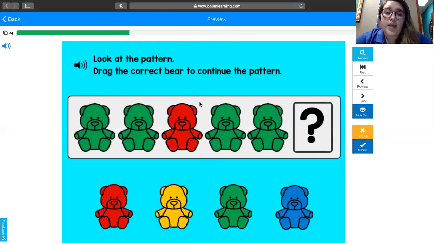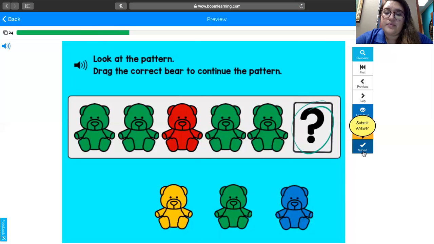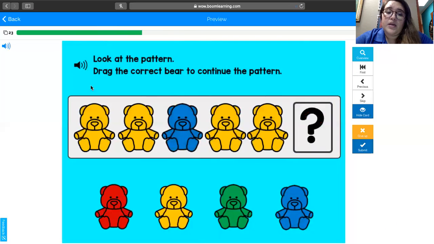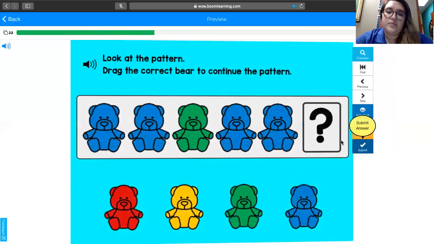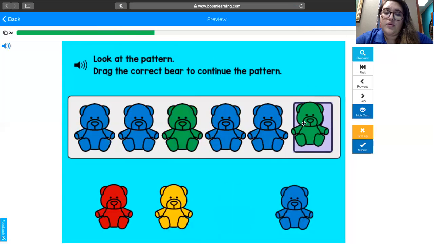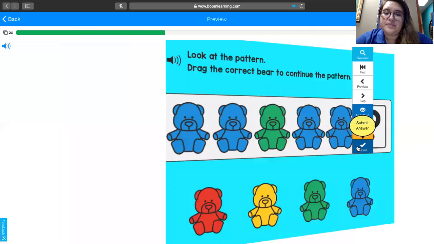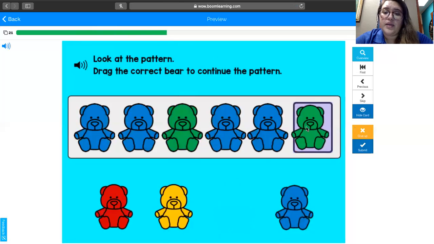Now we have green and red. Green, green, red. An AAB pattern. Okay, now yellow and blue. Yellow, yellow, blue. Yellow, yellow, blue. AAB pattern. Two colors: we have blue, blue, green. Blue, blue, green. Blue, blue, green.